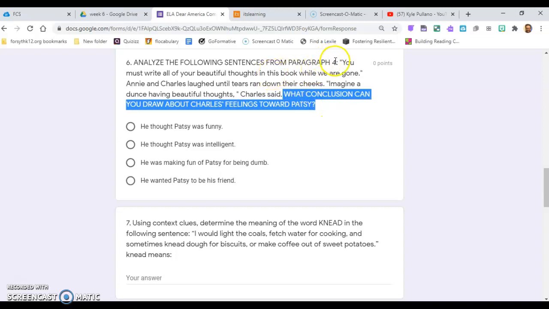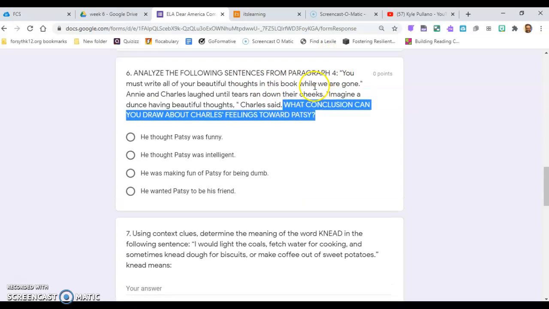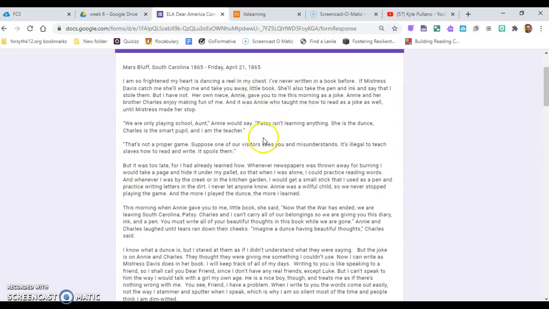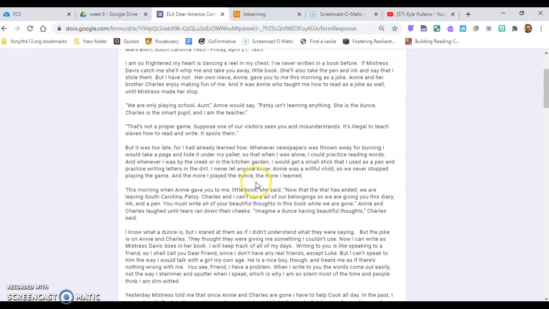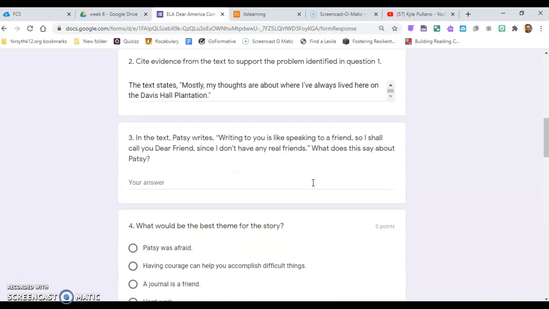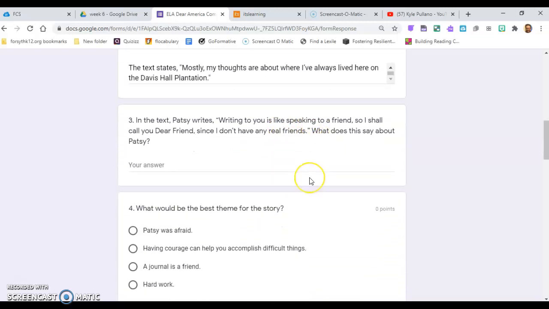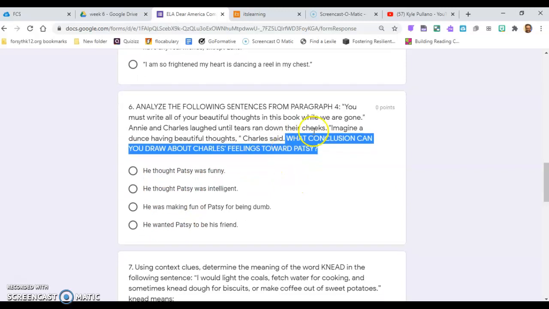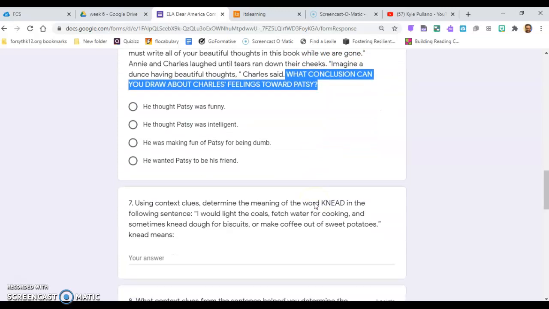Here's the deal. Paragraph 4. Don't just read those sentences. Go up to paragraph 4 and count out 1, 2, 3, 4 and read what it says fully and give a full answer right here. And this one's multiple choice. So you're going to choose the one that matches after you reread the whole paragraph, paragraph 4.